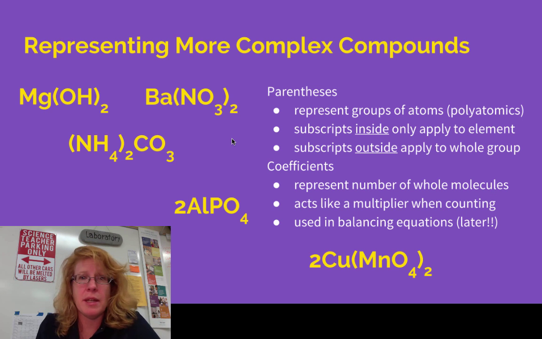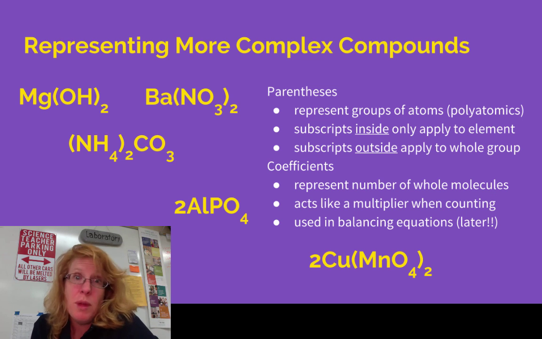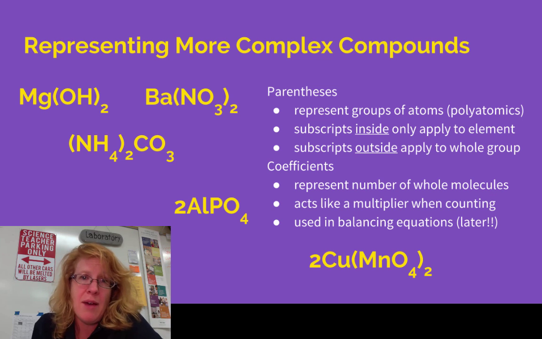So if we're trying to do more complex things, we sometimes have to identify that there are groups of atoms that are stuck together in their own unique way. These are called polyatomics. I'm not testing on that word yet. We'll get there later. But these little groups, like in that top left one, OH functions as a little group, or in the top right one, the NO3 functions as a group. With those, we put parentheses around those groups to indicate that they have a little special status. Now when we have subscript numbers, we have to be careful about where we put them. A subscript number like in Mg(OH)2, where the 2 is outside the parentheses, means there's 2 OHs.